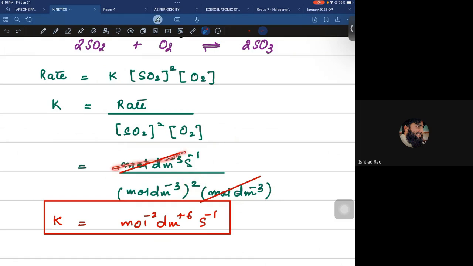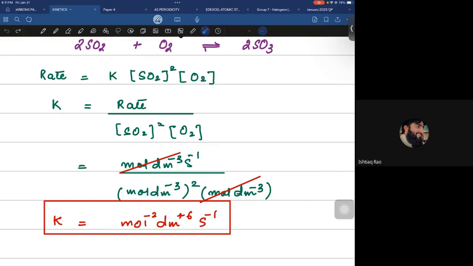This is mole per dm cube raised to the power 3. Ultimately, in the denominator, what remains is mole per dm cube raised to the power 2, and then I have applied the 2, so it would become mole 2 and dm^6, and per second would remain the same. So after simplification, it would become mole^-2 dm^+6 per second. This is the final unit for this reaction. I haven't shown all the steps, but you should show all these steps.